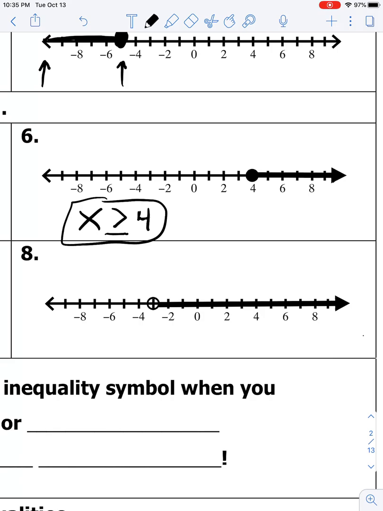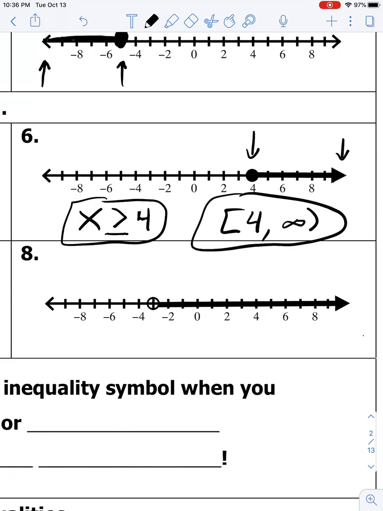All right, now we need to do the interval notation. So where does my graph start on the far left? It starts at 4. A closed circle means it's a bracket. Where does it go to on the far right? Well, it goes to the arrow. That would be positive infinity, which is always a parenthesis. There is your interval notation.